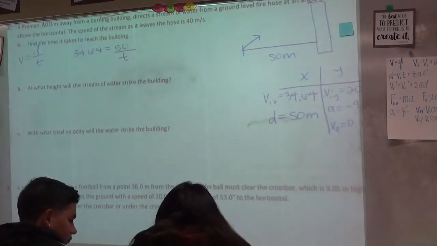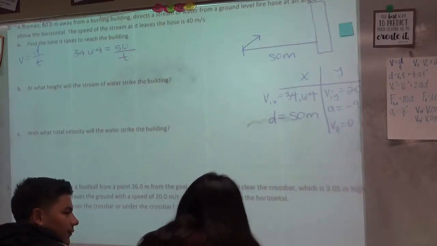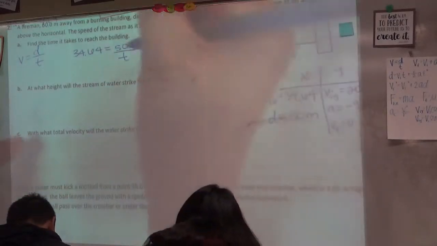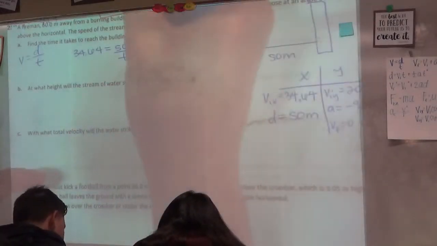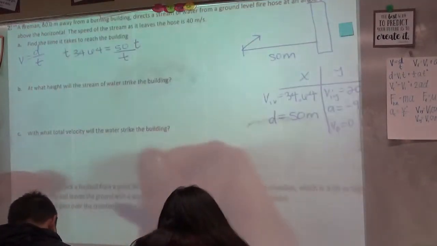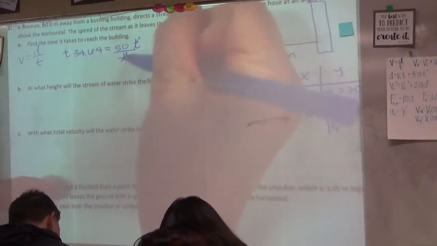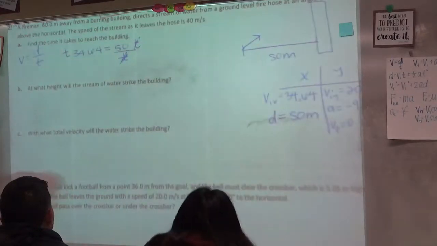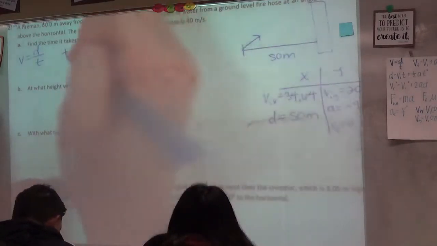X velocity, x distance. Now solving for t, if your unknown is on the bottom, what do you have to do first? Multiply by what? T. Good. You want to multiply the t up on both sides because then it crosses off on the bottom. And now I have t times this equals 50. Now what do I do? By what? 34. Good.